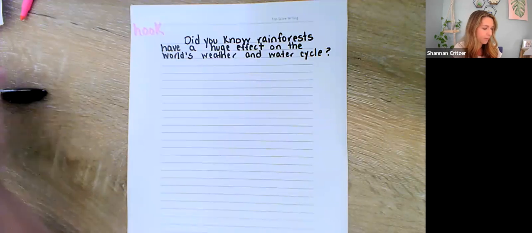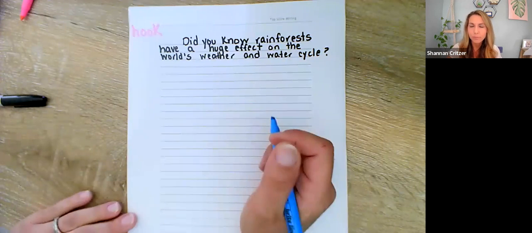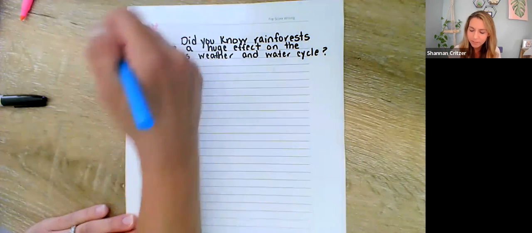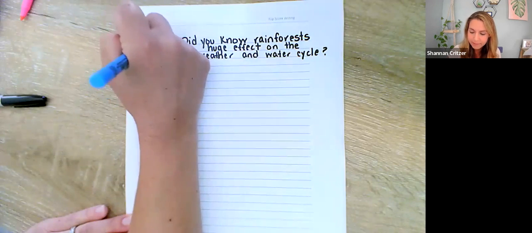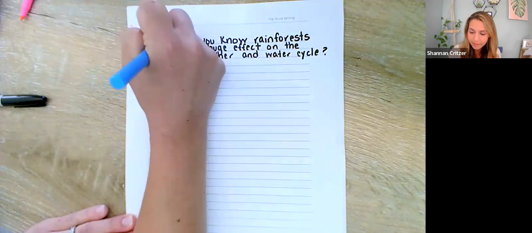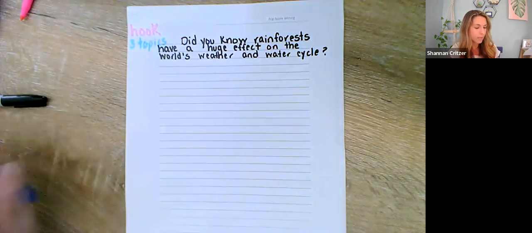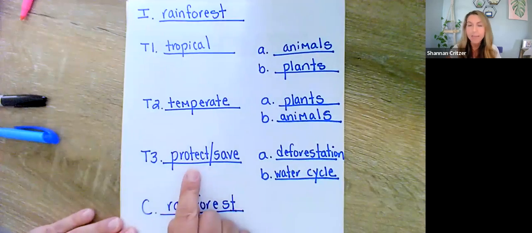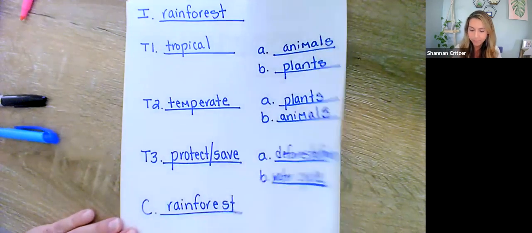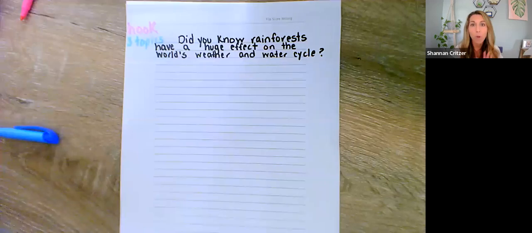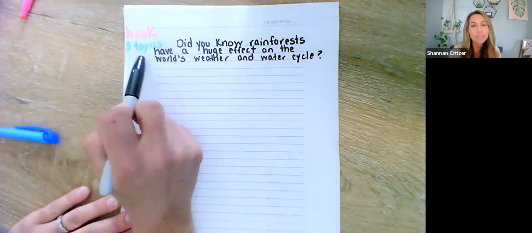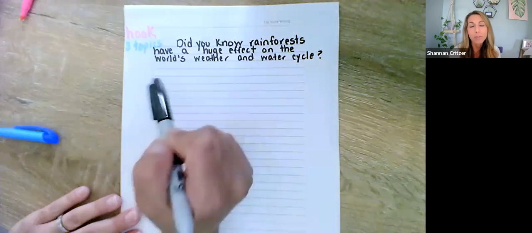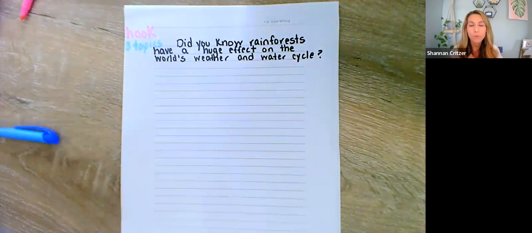Now, the next part of our introduction that we're going to write, do you remember what the second part is? I bet you do. It's your 3-topic sentence. So here is where we are going to list the 3 topics that we will discuss in our essay. And those are tropical rainforest, temperate rainforest, and how important it is to protect and save them. I'm going to challenge you to now, all on your own, write a 3-topic sentence where you state those 3 topics that we will write about. You go ahead and write your sentence while I write mine, and then we'll share in just a few moments.